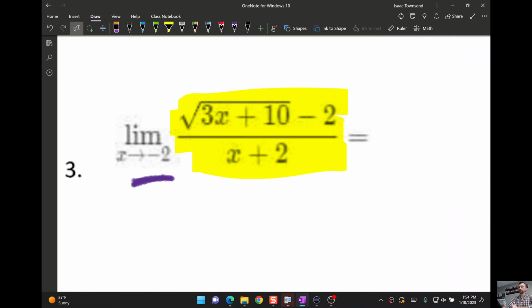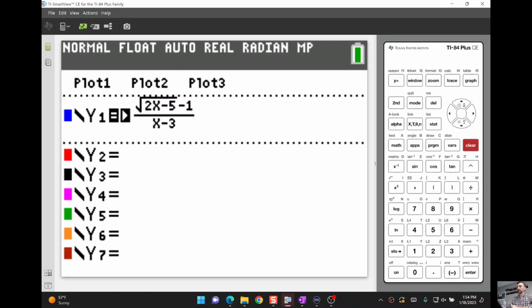In fact, I can show the graphing again because we've been getting a few of those questions.